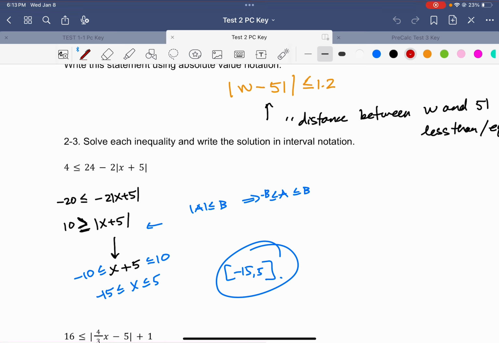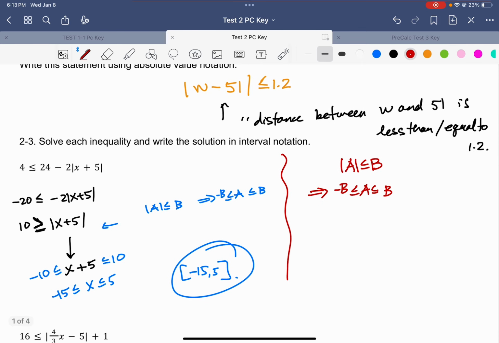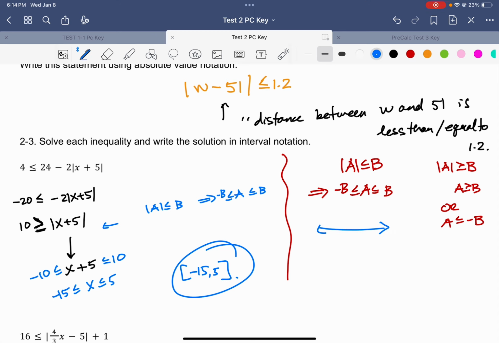We know that there are two different things that we have to have memorized. Either the absolute value of A is less than or equal to B. That means that A is jammed in between B and negative B. Or if absolute value of A is bigger than or equal to B, that means that either A is greater than or equal to B, or A is less than or equal to negative B. Because really what you're saying here is that the distance between A and 0 is less than B.